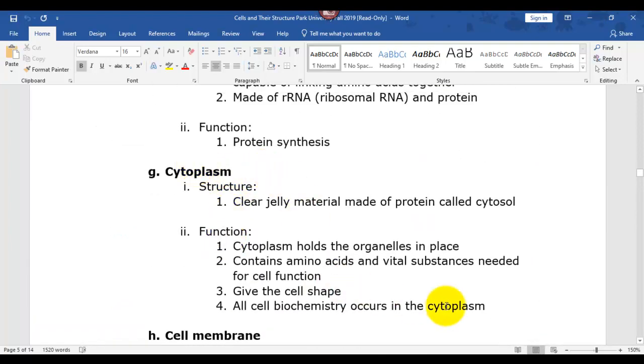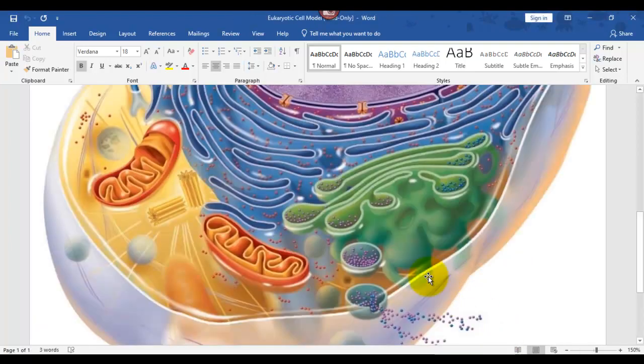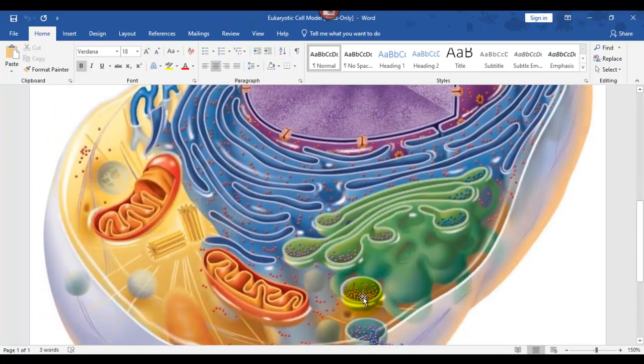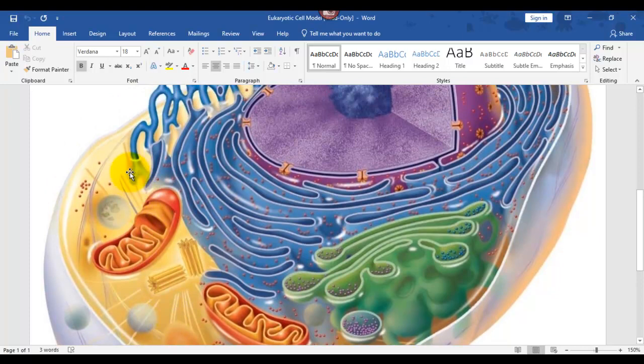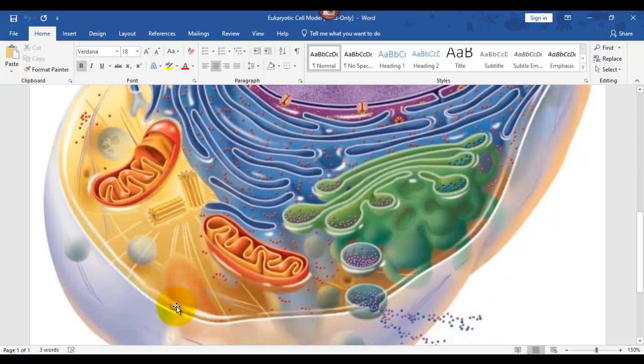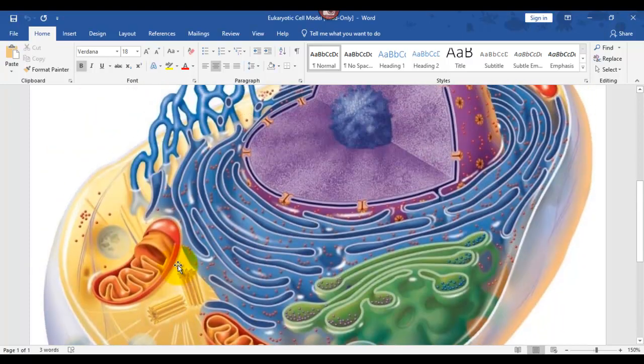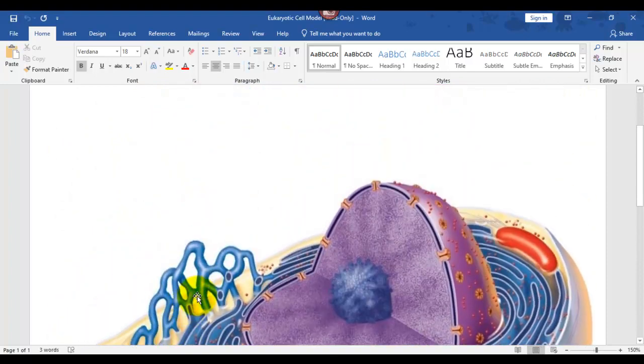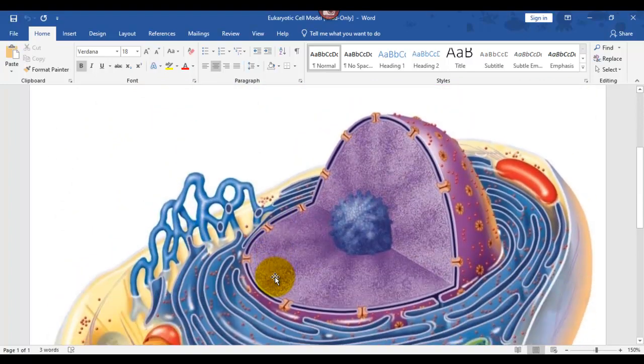So the cytoplasm is the jelly. See how all these organelles are suspended, kind of floating? Yeah, cytoplasm is made of something called cytosol. It's a protein. It's kind of a clear jelly. If you poke the outside of a cell, it would spill out. And of course, cells are tiny. A red blood cell in human beings is 7 microns, which is tiny.